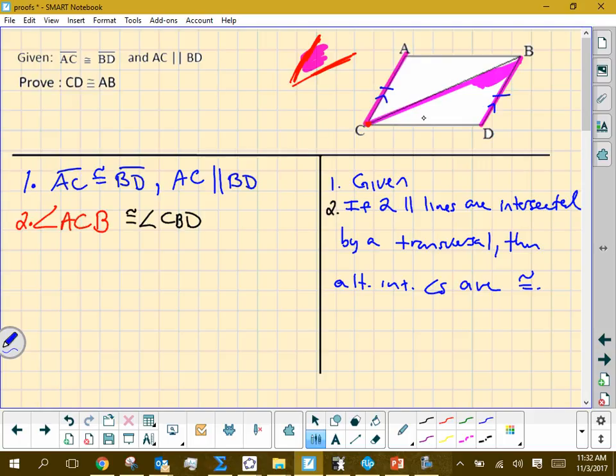But that became a congruency, right? We have now come up with another congruency that we need to fill into our picture. Okay, so.